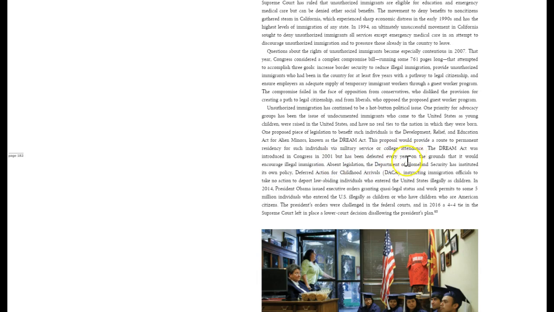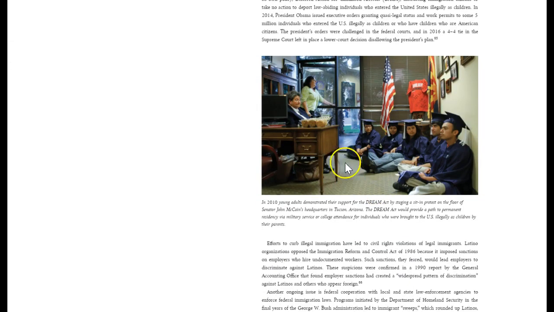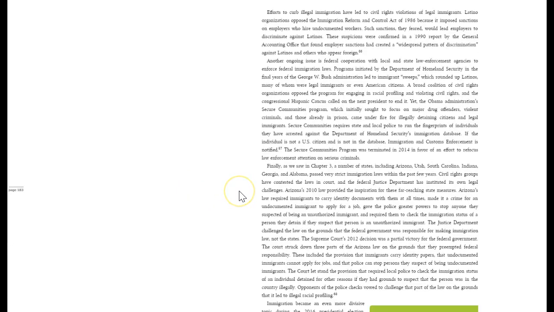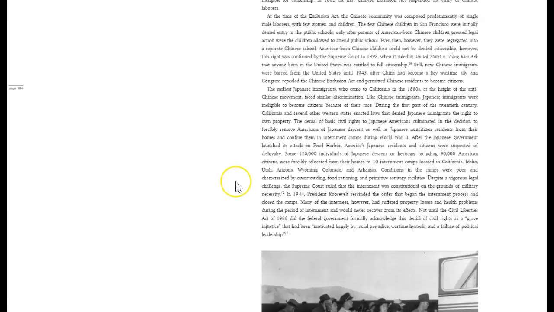He talks about the DREAM Act, DACA, and you can see that this is supposed to be a textbook. This is not like an article. This is actually Norton's textbook. This is what students are supposed to read. They're required to read this kind of stuff. And it's just so leftist. It's just such an agenda.